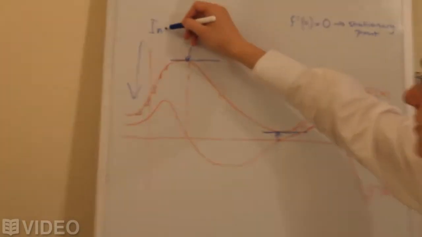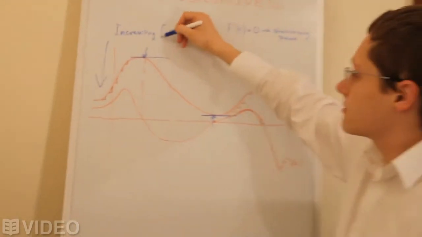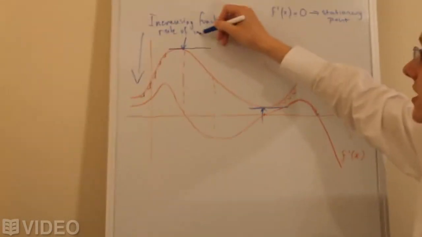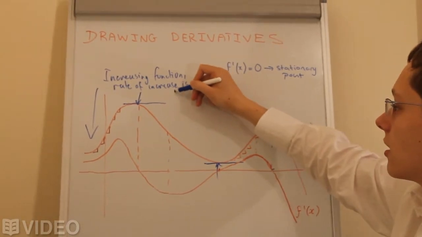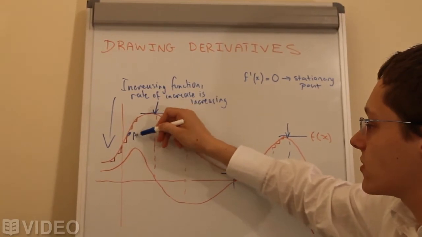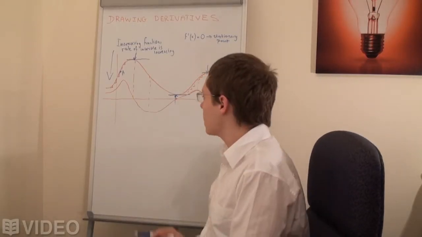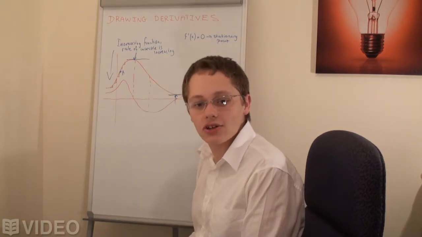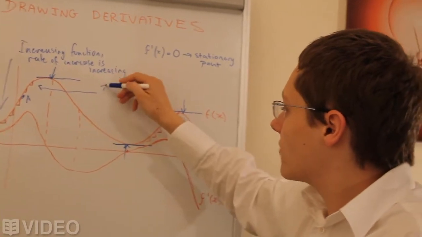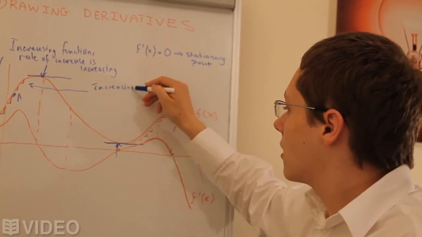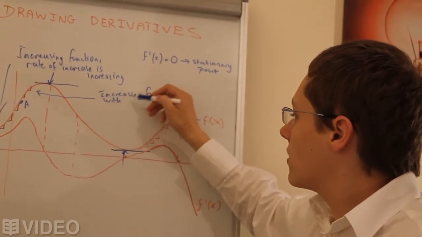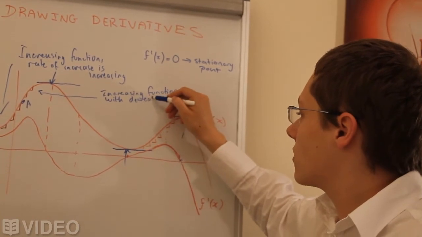So we have an increasing function, and the rate of increase is increasing up until around about point A or so. Then after point A, the function is still increasing, but the rate has decreased a little bit. So we have an increasing function with a decreasing rate of increase.